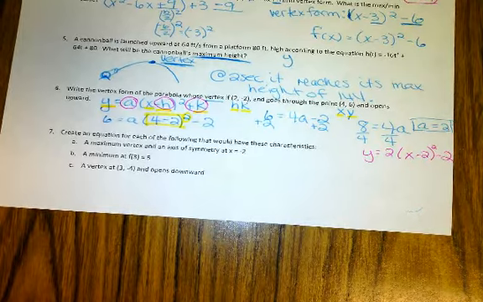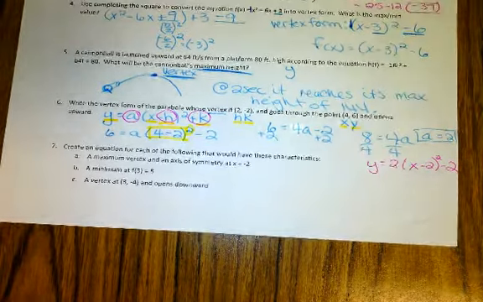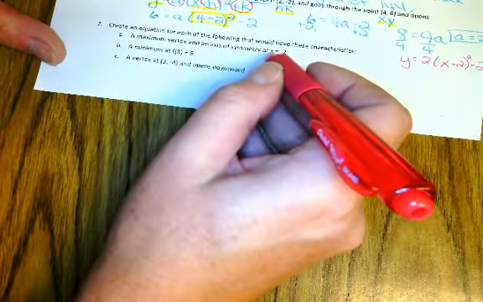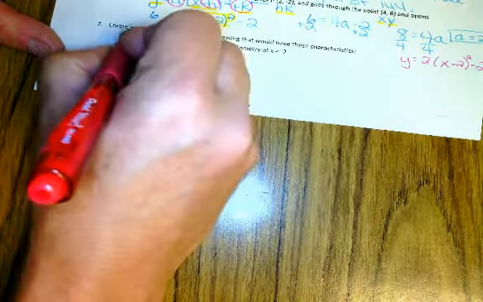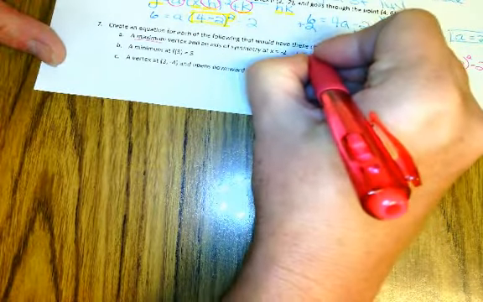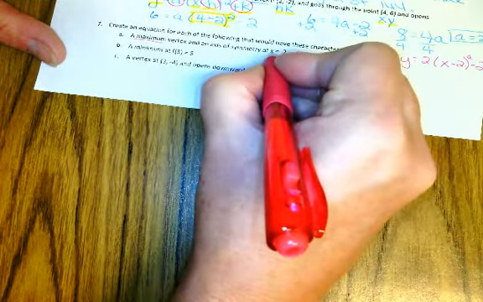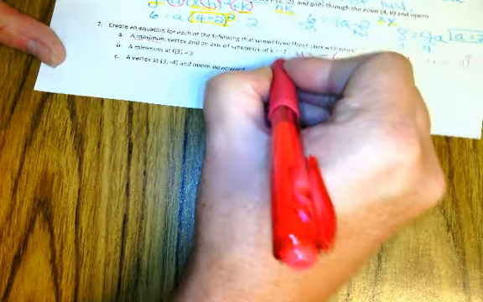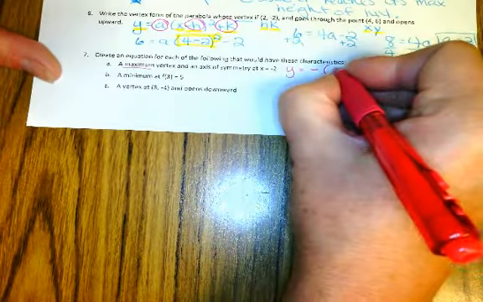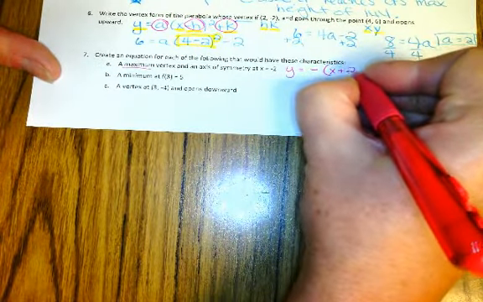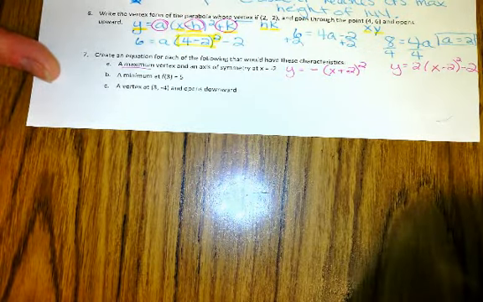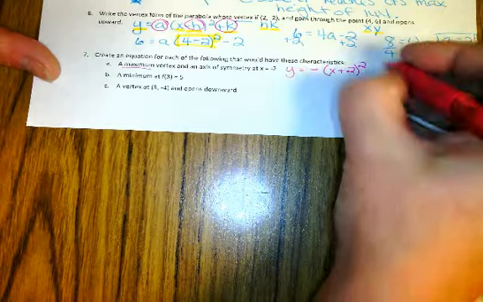Okay, on number 7, it says create an equation for each of the following that would have these characteristics. Okay, well this one says it has a maximum vertex and an axis of symmetry at x equals negative 2. So if it's a maximum, I know the equation has to start with a negative, okay? Now, I also know the axis of symmetry is negative 2, which means it moved left 2. So since it moved left 2, I'm going to put x plus 2 squared, okay? And then really for the last part, I could just pick any point I want.